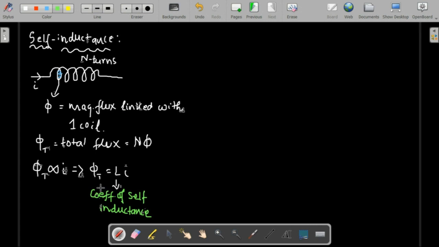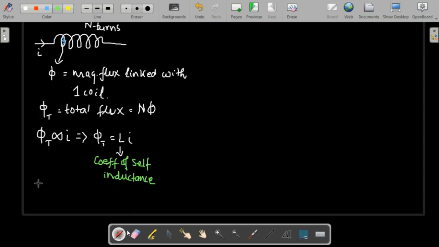This is a constant for a particular system of coil, and this is something which is helpful to understand self-inductance better. So what was my phi total? Phi total was N phi, so I can simply write it down as N phi is equal to L into I. And from this, I can find out what is my coefficient of self-inductance for a particular circuit. L is equal to N phi divided by I. So this is my coefficient of self-inductance. If we are having a self-inductance of a coil, we should know what is the coefficient of self-inductance.